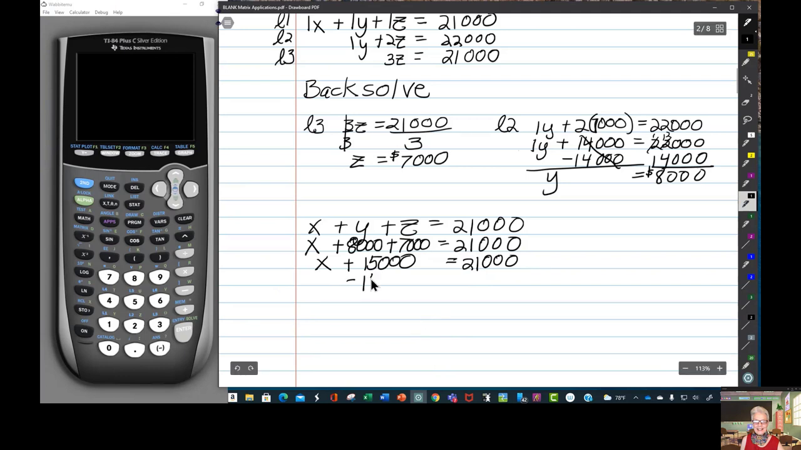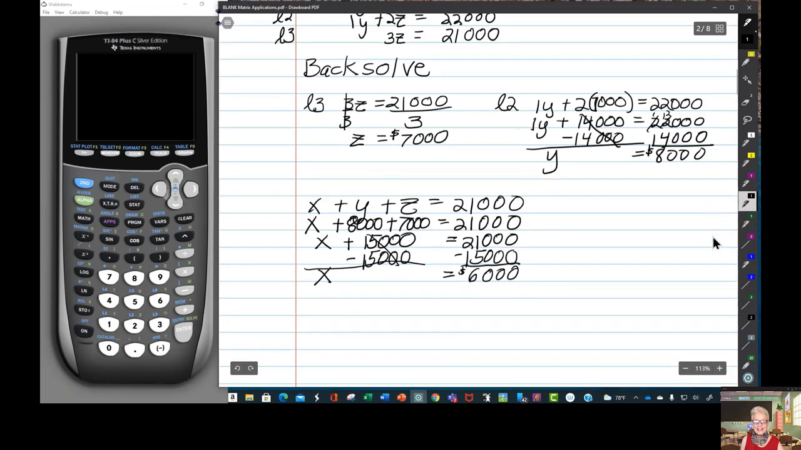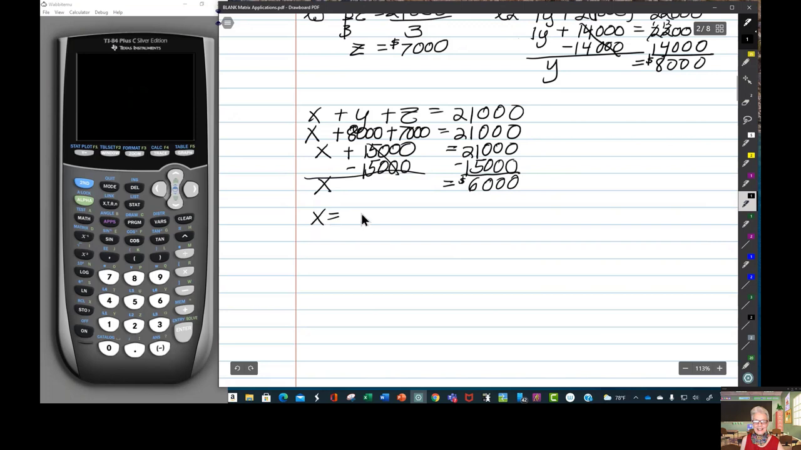Now I subtract 15,000 from both sides of the equation. So I'll have x equals 6,000. So x equals $6,000, y equals $8,000, z equals $7,000, and together, remember we knew that x plus y equals 2z, and here we can see it's true.